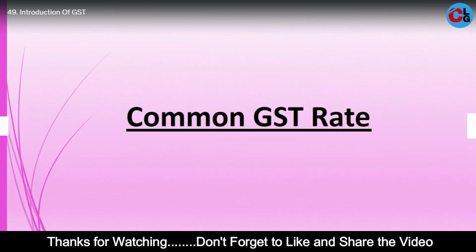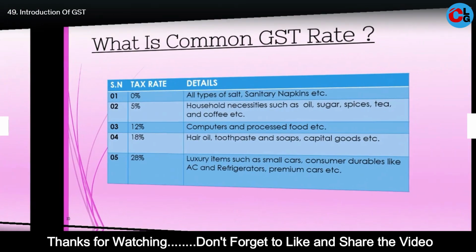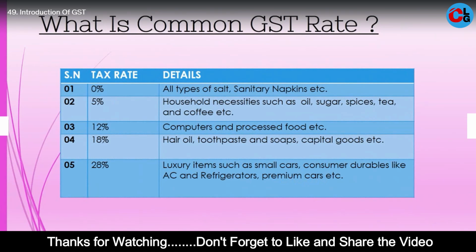Now we are going to look at the common GST rates. There are five common GST rates. The first one is 0% tax rate. The second is 5%. The third is 12%. The fourth one is 18%. The final one is 28%.